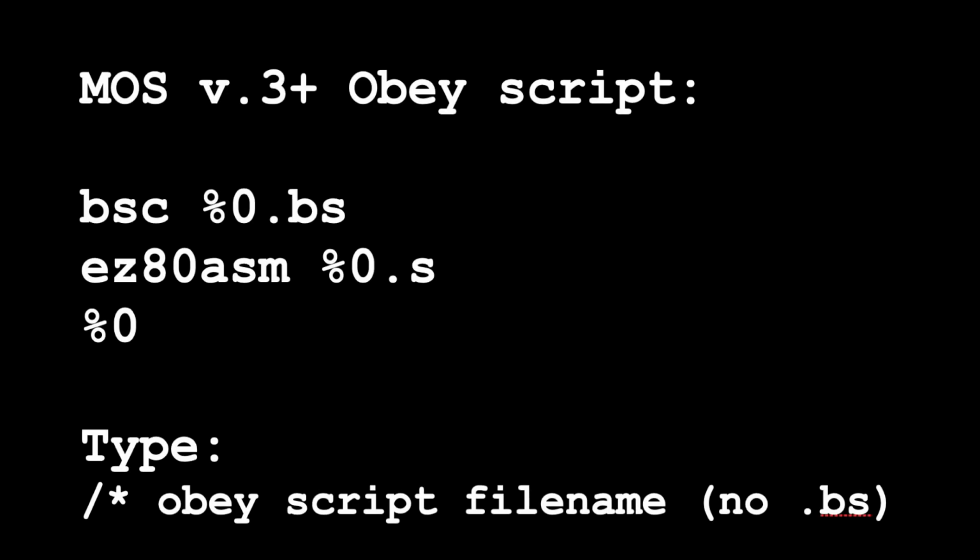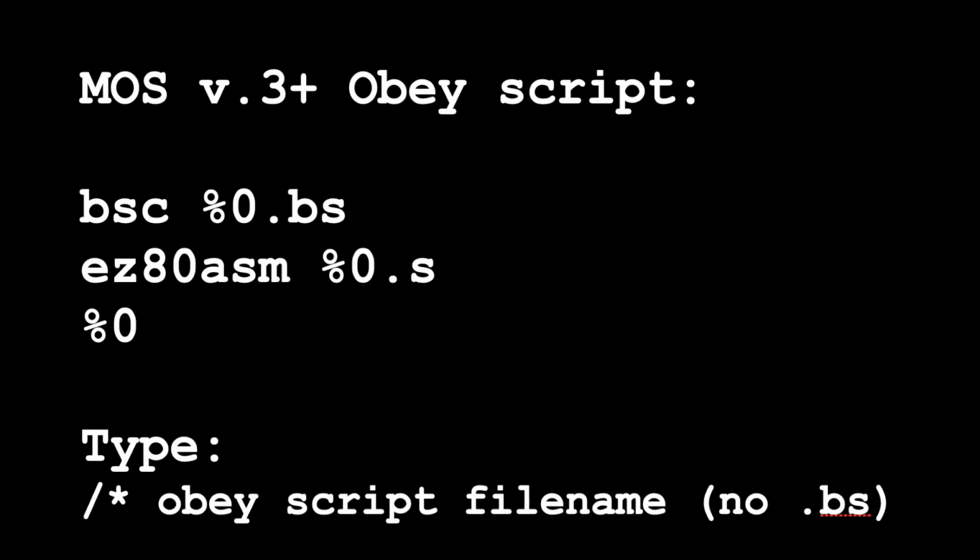For those that have moved up to version 3 of MOS, there's a new command we can use, which will help us automate this process. It's called the obey command. Here I've created a small obey script, simply 3 lines long. The script can execute all the commands which are in the file, but it can also substitute some of the arguments that are sent in within that file. In this case, %0 is substituted with the file name.